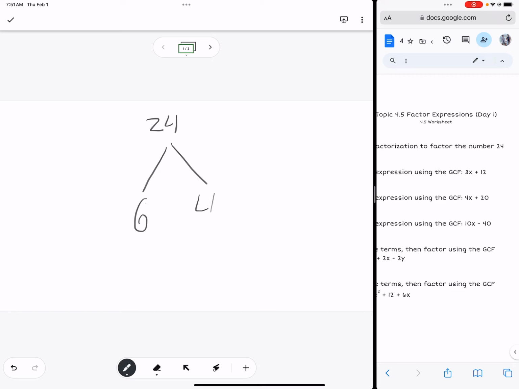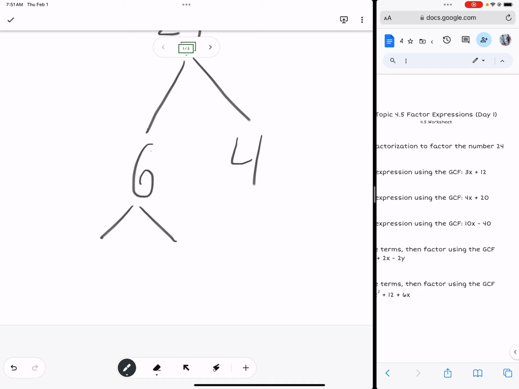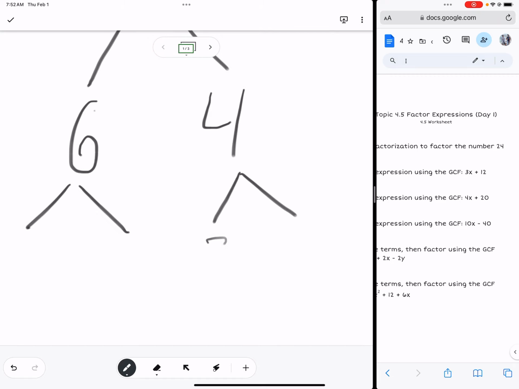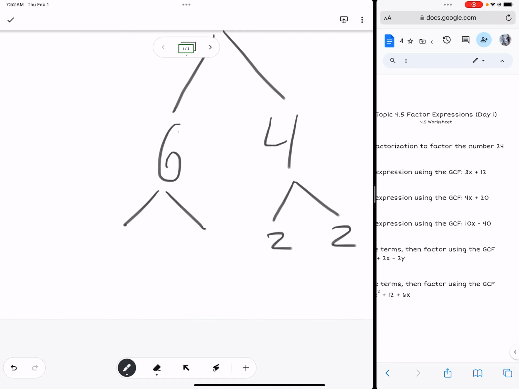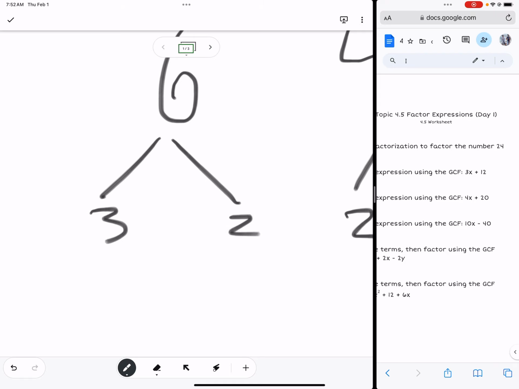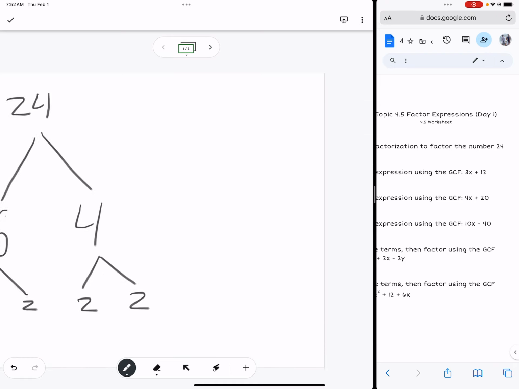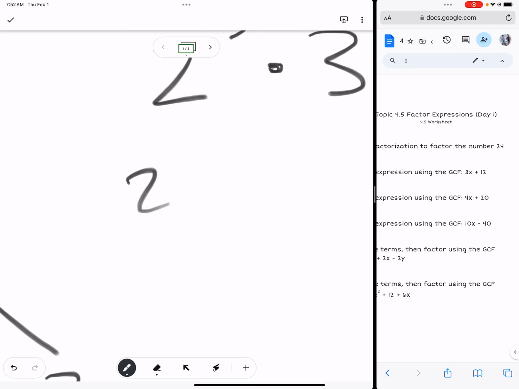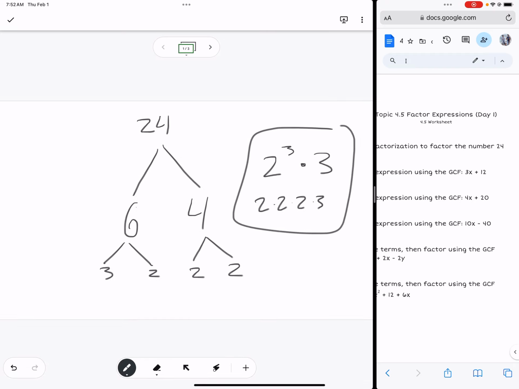6 and 4. All right, now we can just go ahead and break these numbers up even more. Give me a math fact of 4 that is not 4 and 1. 2 and 2. We want the factors, not multiples. And then 6 breaks up into 3 and 2. So the prime factorization of this would be 2 cubed times 3, because those are prime numbers. Or you could just go 2 times 2 times 2 times 3. Both of those are the prime factorization.